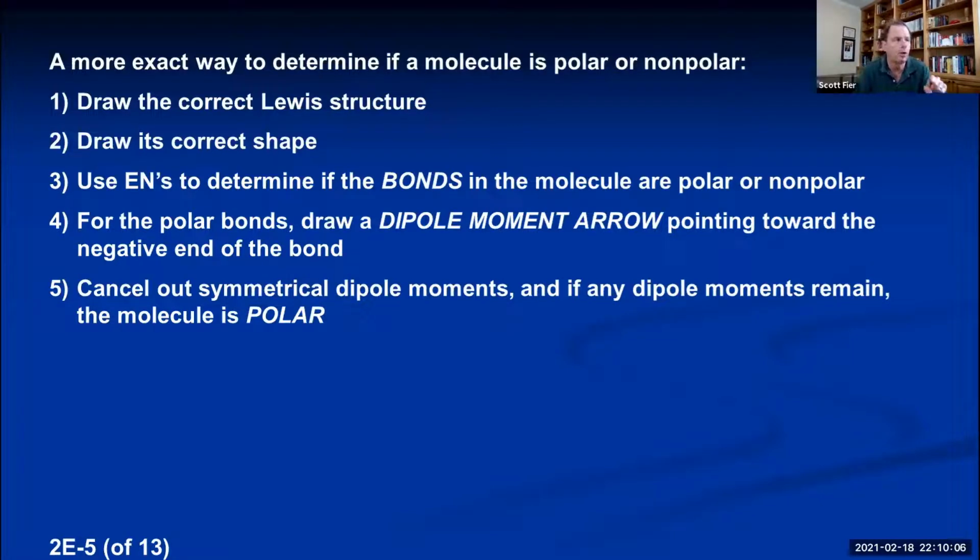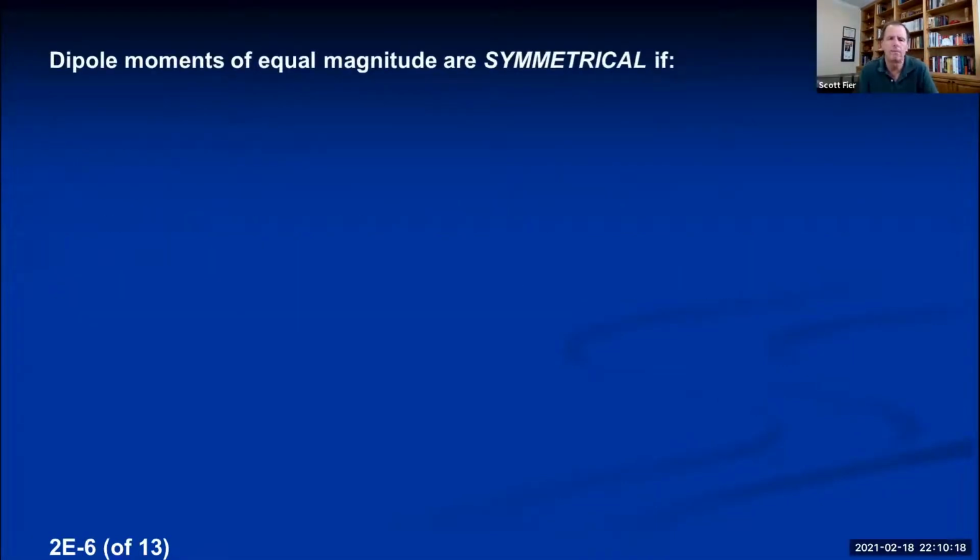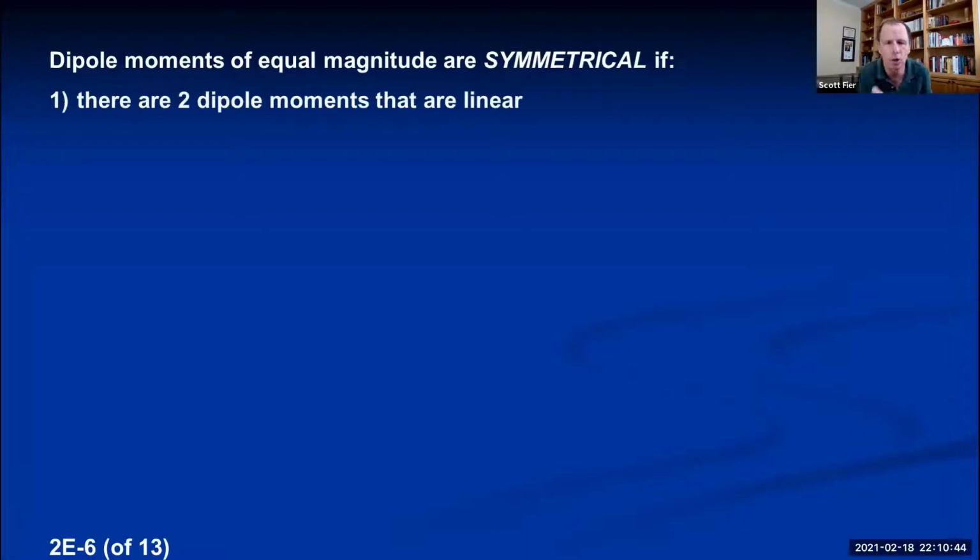So before we do any examples on any real molecules, I've got to show you what I mean by symmetrical dipole moments. Let's say we have a molecule that has several different polar bonds in it. Dipole moments that point along those bonds that are of equal magnitude will be symmetrical if, and I'm going to give you 3 conditions, if you just learn these 3 conditions, you're going to be able to handle vectors with no trouble whatsoever. So dipole moments of equal magnitude are symmetrical if there are 2 dipole moments that are arranged linear to each other.